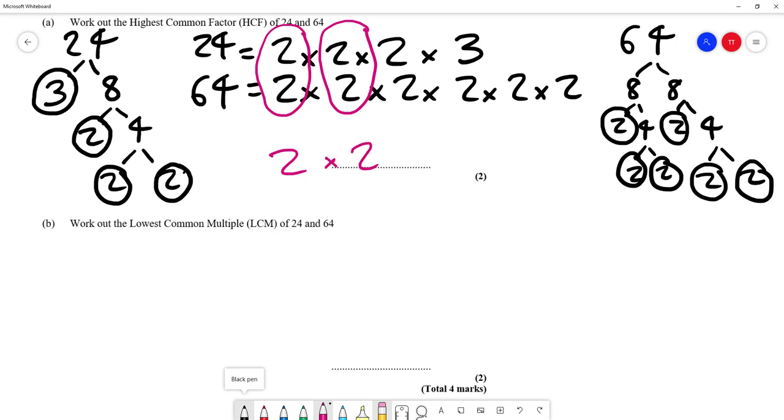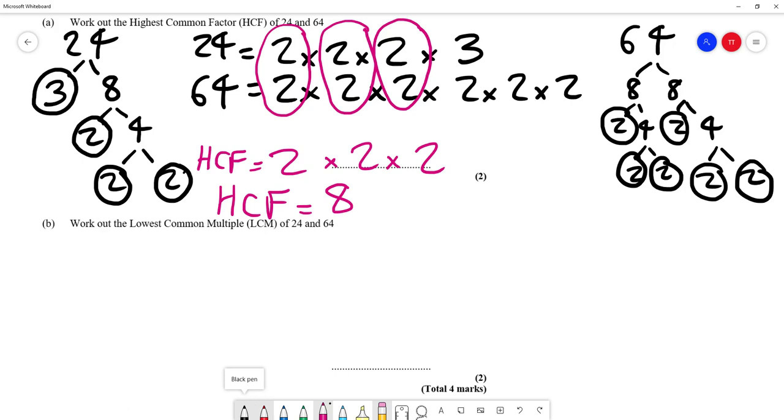So you put times 2. And then you got another common factor, which is 2 again. And then you write times 2. So the key thing is you only write that factor out once. And there's nothing else that's common. This is known as the HCF, or the highest common factor. So the highest common factor in our case is 2 times 2 is 4, times 2 is 8.